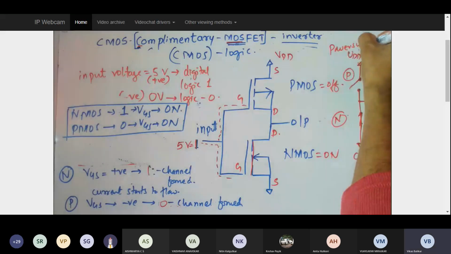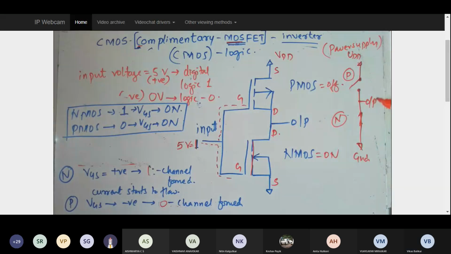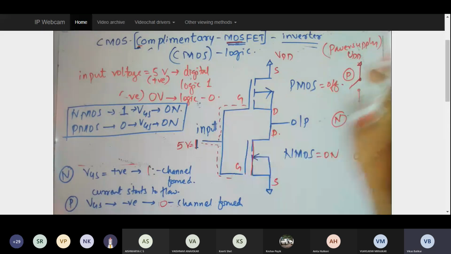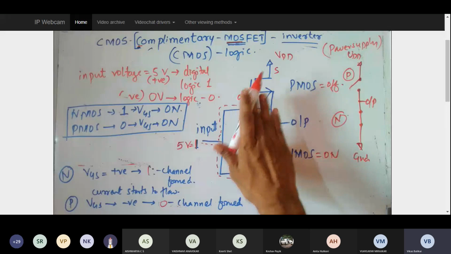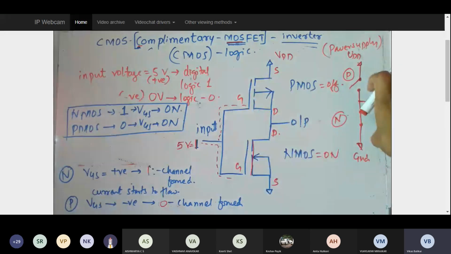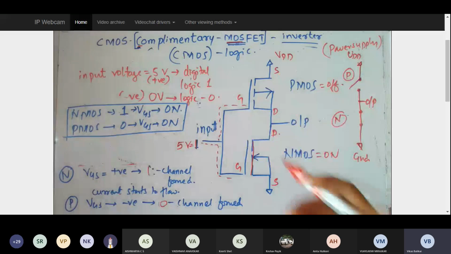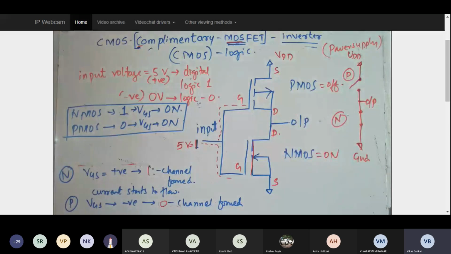Looking into this last figure, the output terminal is connected to the drain, and finally to ground. When I say my PMOS is off, I can convert this. I am just replicating the circuit in the form of a simple switch, a simple wire. Now if PMOS is off, I just leave it out, because it is of no use to me. It is behaving like an off switch, meaning no current passes through it. That is it.